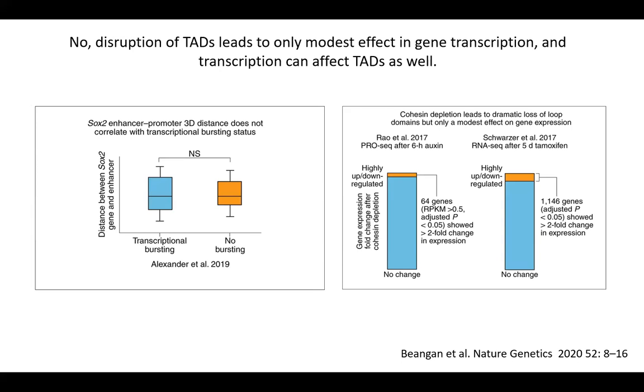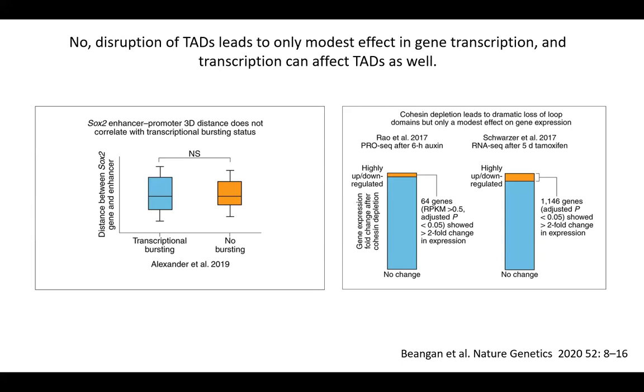After, I think it was after 6 hours, they only saw 64 genes change in gene expression. So that was such a modest change after such a drastic disruption of structure that they concluded that structure must not have a strong effect on gene expression on a genome-wide scale.